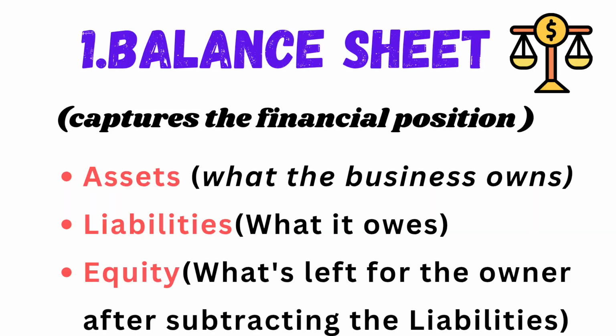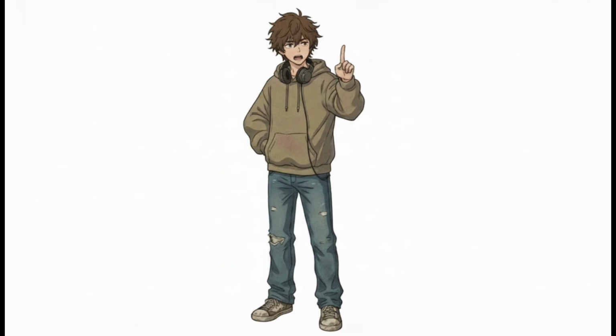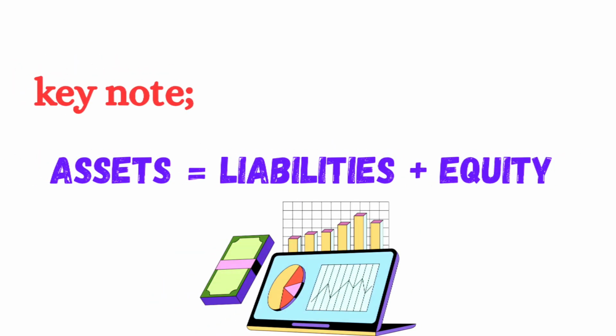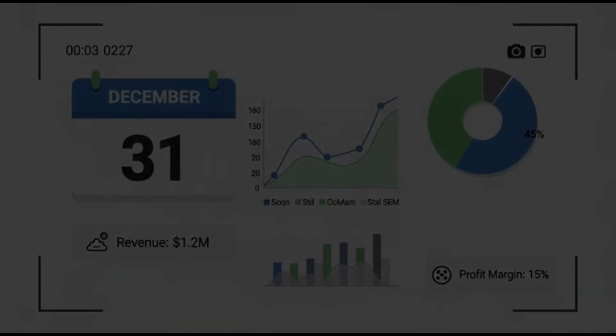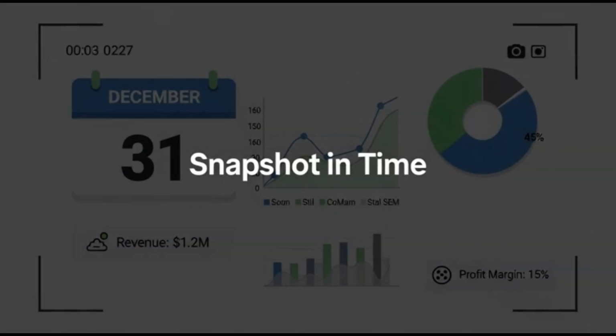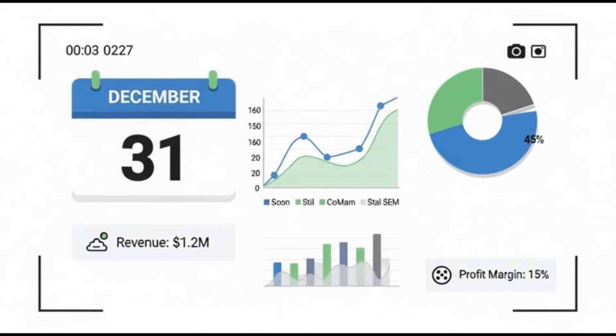A balance sheet shows assets, what the business owns. Liabilities, what it owes. Equity, what's left for the owner. Here's the golden rule. This always matters: what you own equals what you owe plus what's yours. So if a business sold everything today and paid off all its debts, equity tells us what the owners would walk away with. Think of the balance sheet as a photo. It captures the financial position at one exact moment.